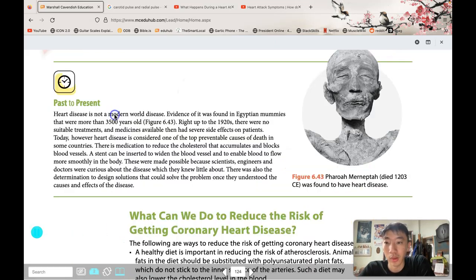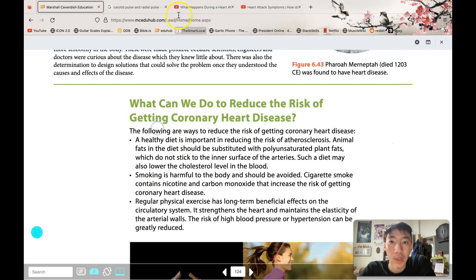Let's talk about medication. There's medication that can reduce cholesterol. I'm sure that many of you might know someone who is taking medication. There's also this thing called a stent. A stent is like a little metal tube that can be placed by the surgeon into the coronary arteries, and this will inflate and help to hold the artery open.